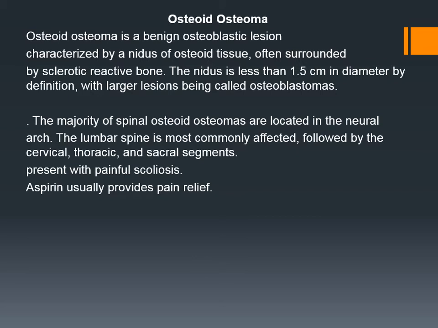Osteoid osteoma. Osteoid osteoma is a benign osteoblastic lesion characterized by a nidus of osteoid tissue, often surrounded by sclerotic reactive bone. The nidus is less than 1.5 cm in diameter by definition, with larger lesions being called osteoblastoma. The majority of the spinal osteoid osteomas are located in the neural arch. The lumbar spine is the most commonly affected, followed by the cervical, thoracic, and sacral segments. Presents with painful scoliosis. Aspirin usually provides pain relief.